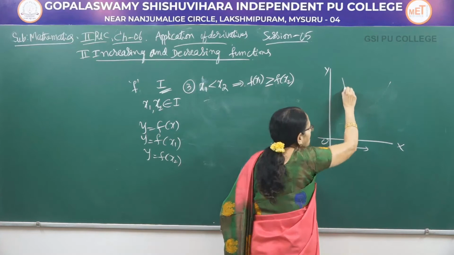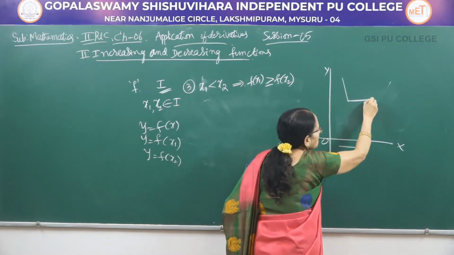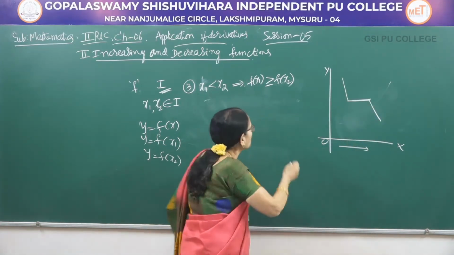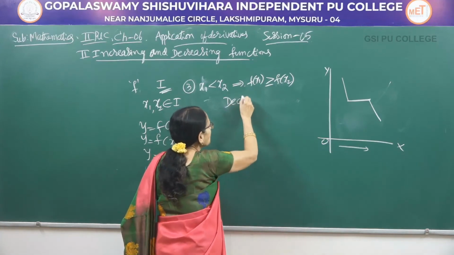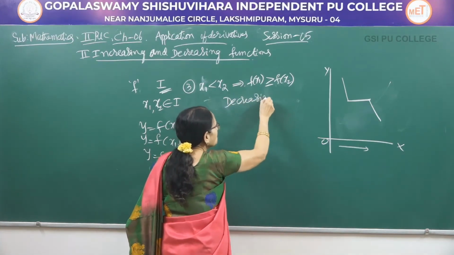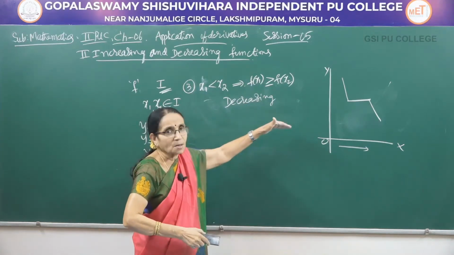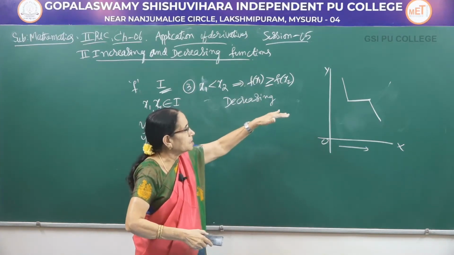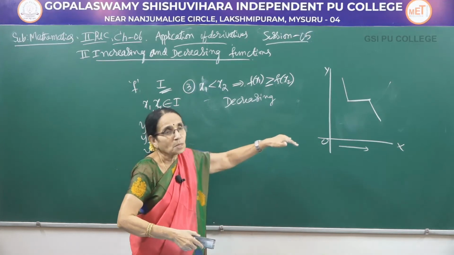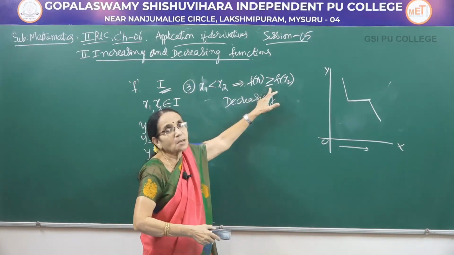So it may be like this, then maintain a level, it may come down like this. So we call it a decreasing function. Here it may decrease, then it may come to a particular level, again it may go down. So here, that is why, because of the equality.